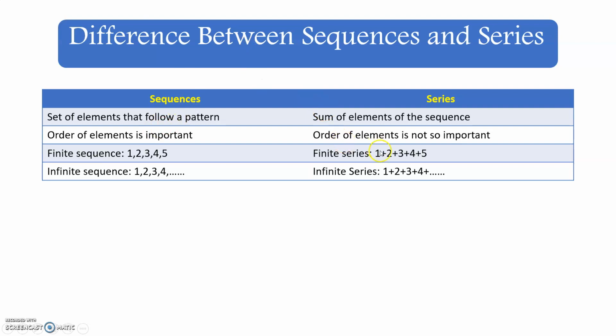Then a finite series is 1 plus 2 plus 3 plus 4. An infinite series is 1 plus 2 plus 3 plus, etc., up to an infinite number of terms. This is the basic difference between a sequence and a series. I hope you all understand what a sequence and a series are.